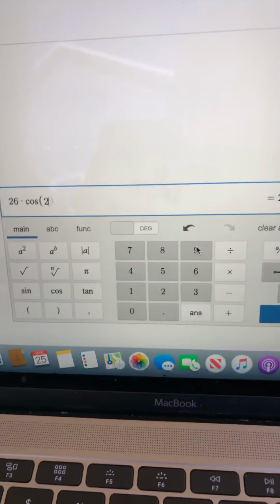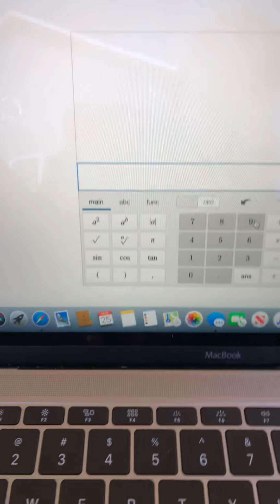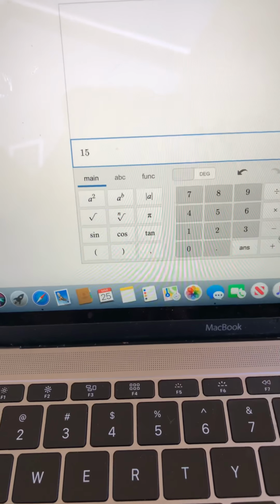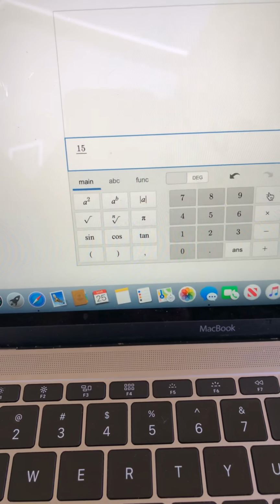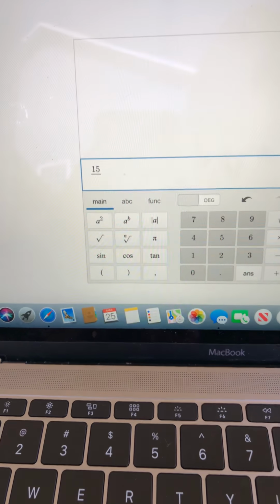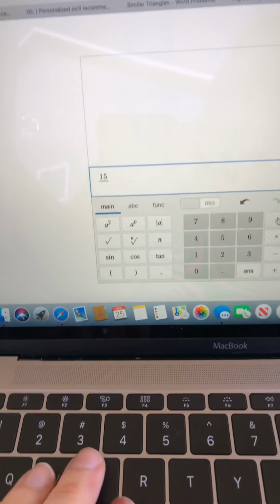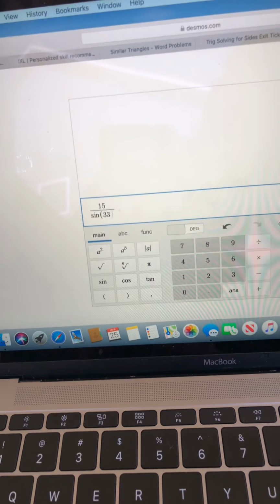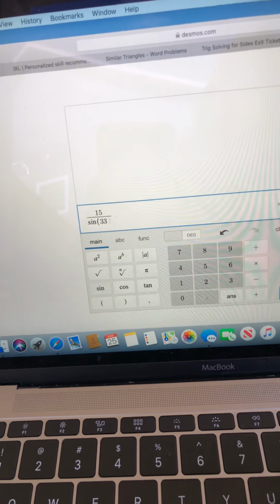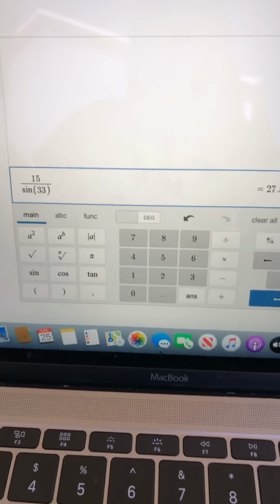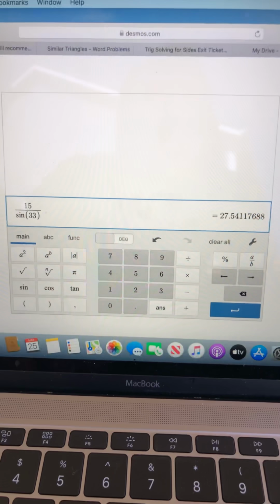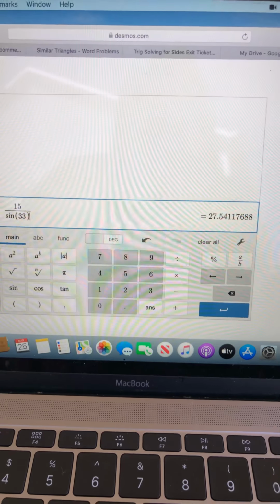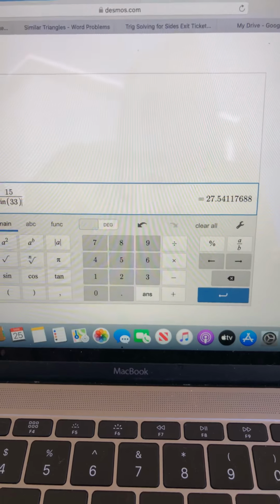And we will type that in over here. 15 divide, oh, it does put it as a fraction bar. Interesting. I didn't know it did that. By sine 33. Okay, so that's how it looks in Desmos calculator. And we get 27.54.